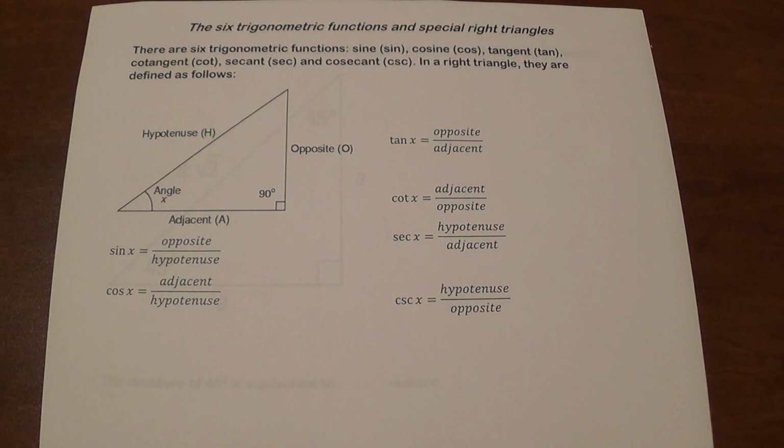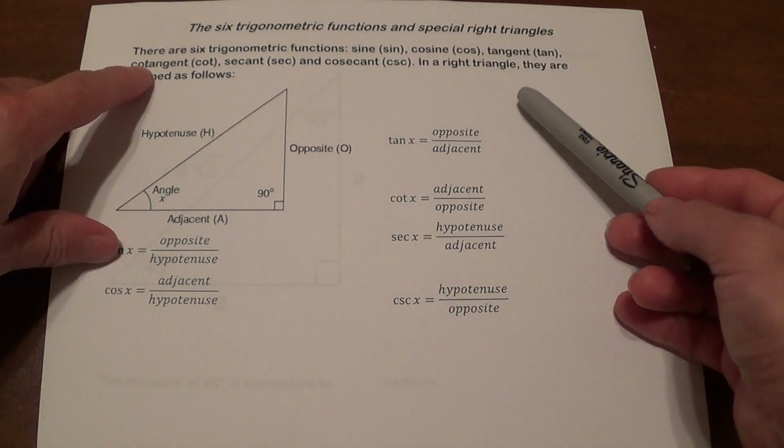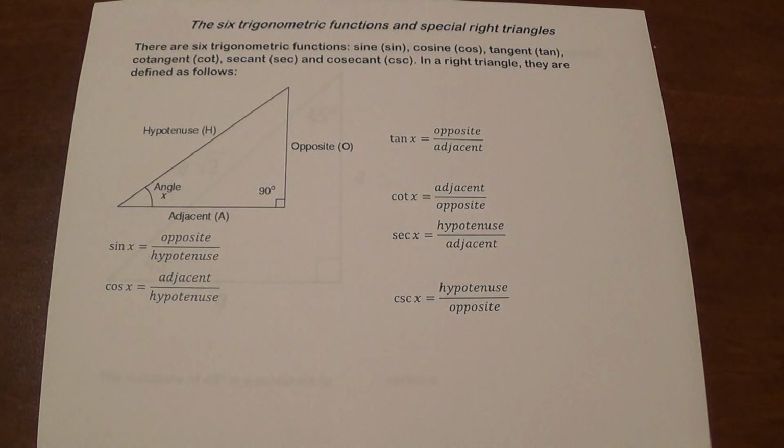Hi, in this video we're going to talk about the six trigonometric functions and how they relate to special right triangles. So we have six trigonometric functions: sine, cosine, tangent, cotangent, secant, and cosecant. And in the right triangle we define them as follows.